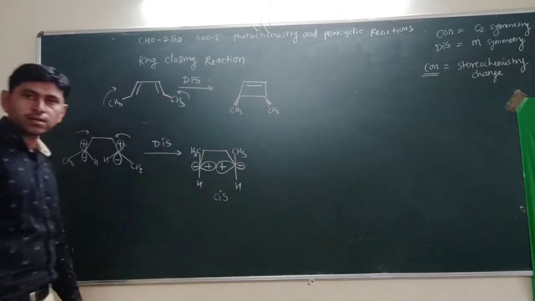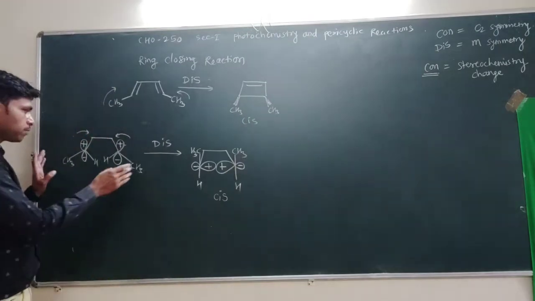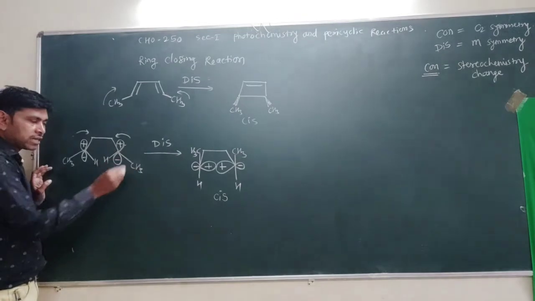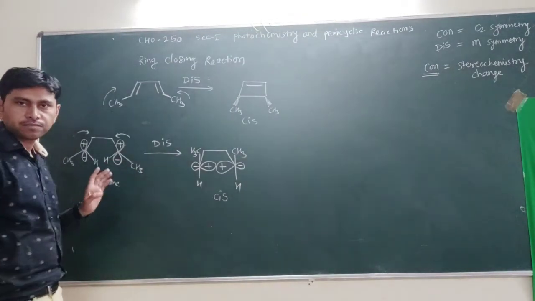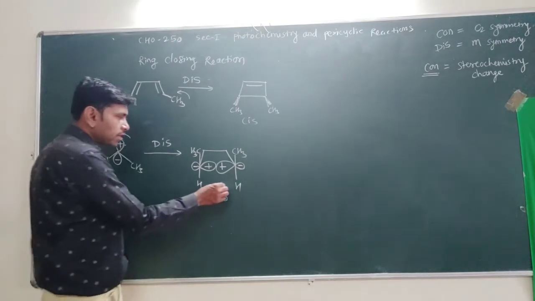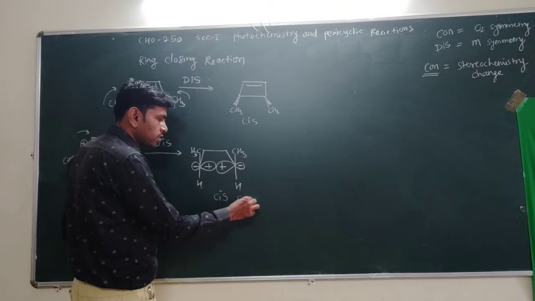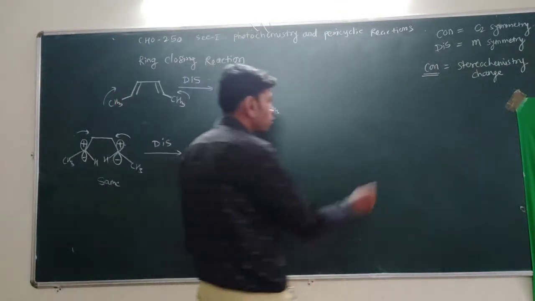So CH3 having cis stereochemistry. See here, what is the stereochemistry of the reactant molecule? Both groups are in the outward direction, meaning on the same side. But here in this case, both groups are also cis, meaning on the same side. That means stereochemistry remains the same after disrotation.